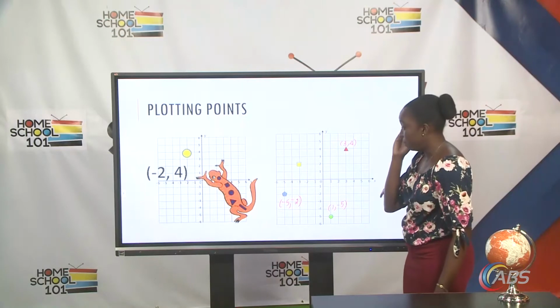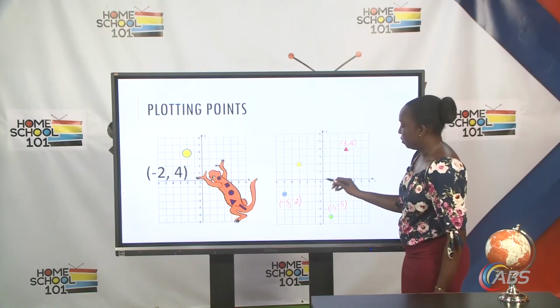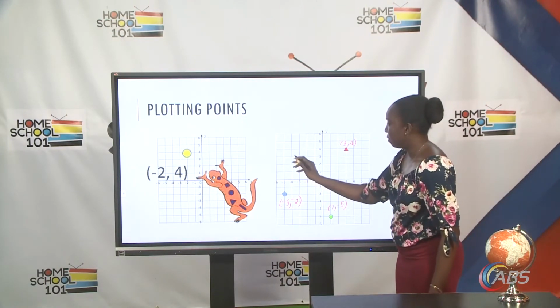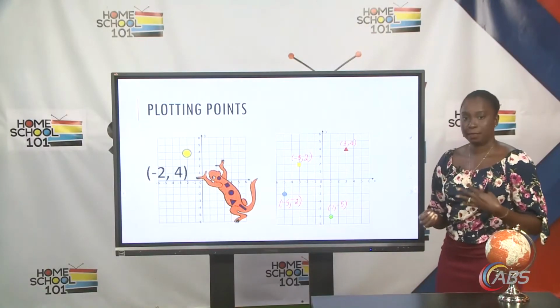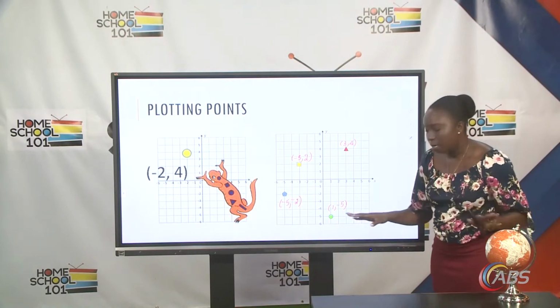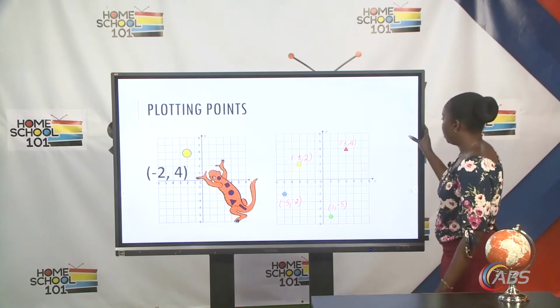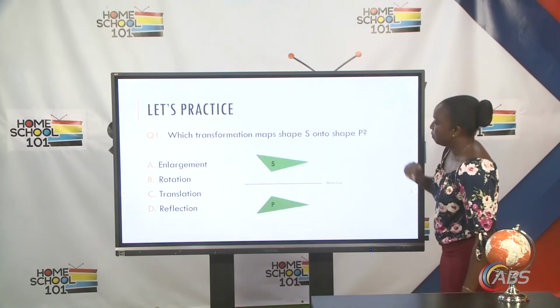And the last shape, our square, from 0, 0, we went to the left 3 times, but then we went up 2 times. Okay? That's all there is to plotting points. It doesn't get any more difficult than that. It's actually quite simple. Okay?